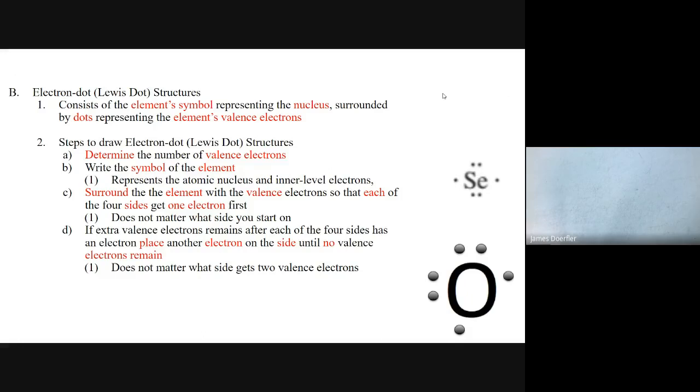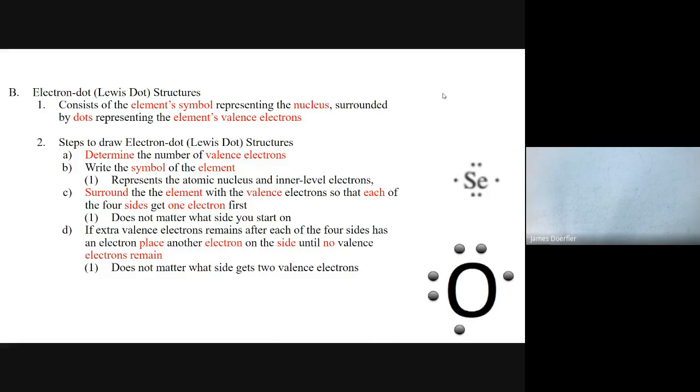If we were to look at a chemical symbol, there are 4 sides to it. You typically do pairs, or 2 and 2 and 2 and 2. So you never want to exceed 2 electrons per side. Okay?